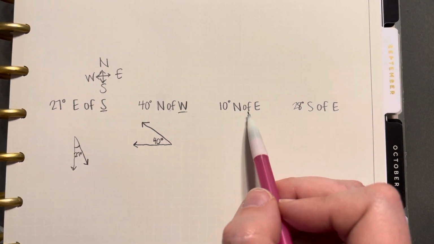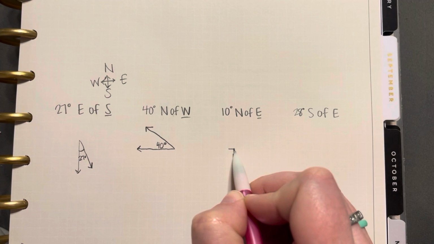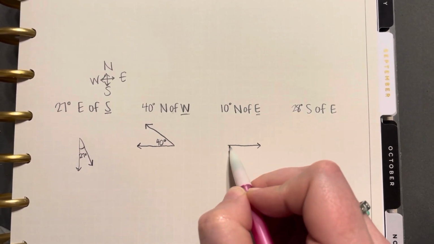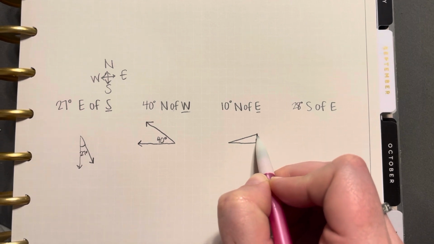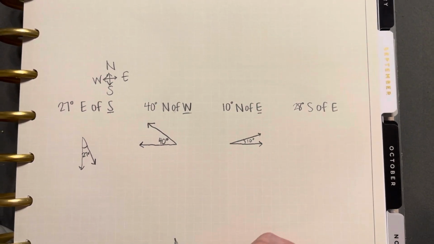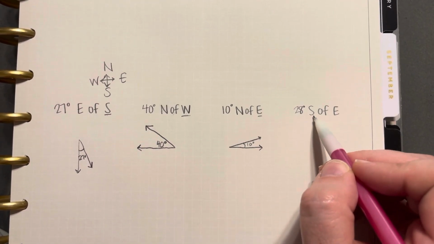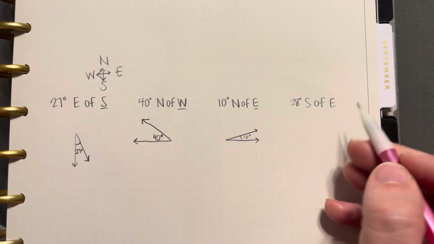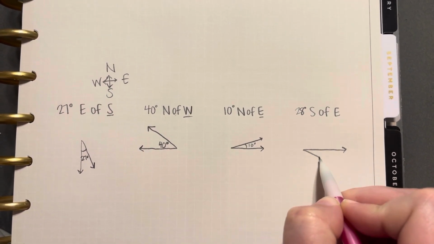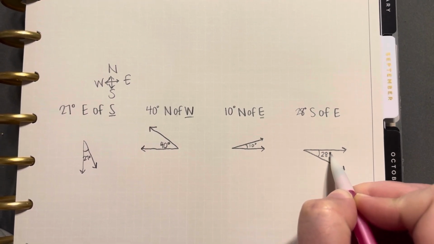Same thing with the next one. 10 degrees north of east. So we're starting with east, which goes to the right. And we have 10 degrees north of that. So a little bitty angle above. That would be your 10 degrees. Okay, and then we have 28 degrees south of east. So this one was north of east. Start with east. This one is south of east, so it's going to be below it. And then this is your 28 degrees.